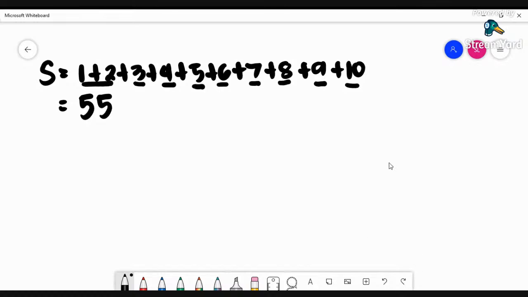So let's try to check if the answer is correct. 9 and 1 is 10. 8 and 2 is 10. 3 and 7 is 10 also. 4 and 6 is 10. So we have 5 times 10, 50, plus 5, that is 55. Okay, so it's correct. So the associated series given that condition is 55.